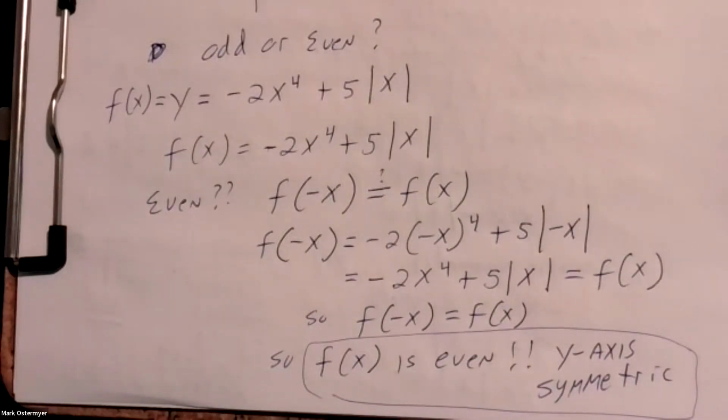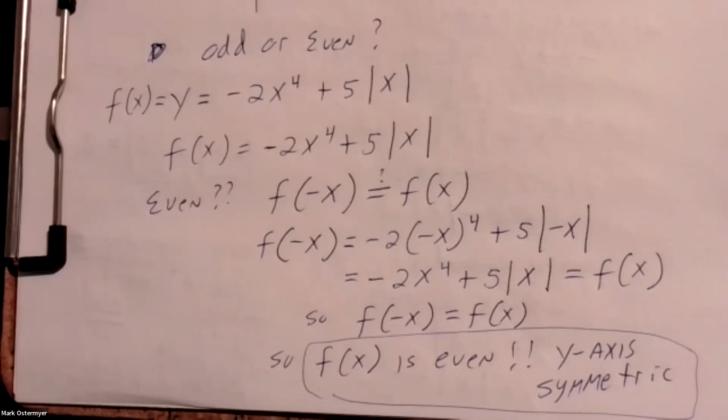We could use our graphing calculator to quickly graph this function and see what kind of symmetry it has. So hit y equals. Let's type in that function. So we got negative 2x raised to the fourth power plus 5 times the absolute value of x. The absolute value function is in the math menu. Hit math, go over to number, and it's the ABS function. Math, number, ABS, absolute value of x.